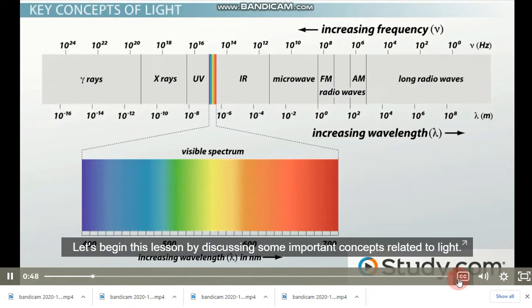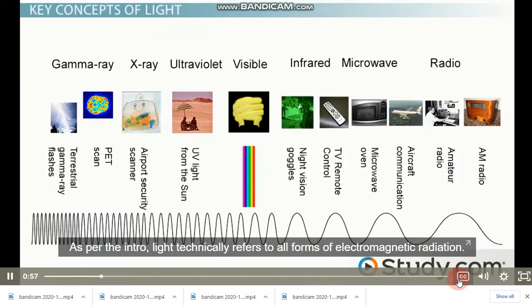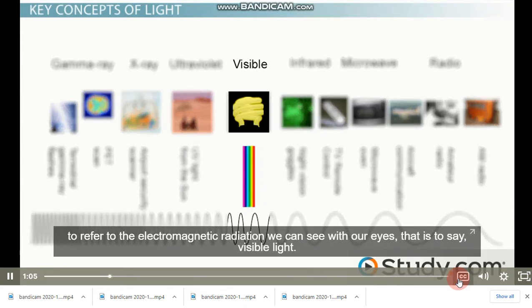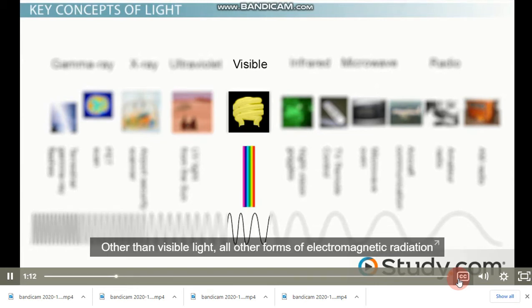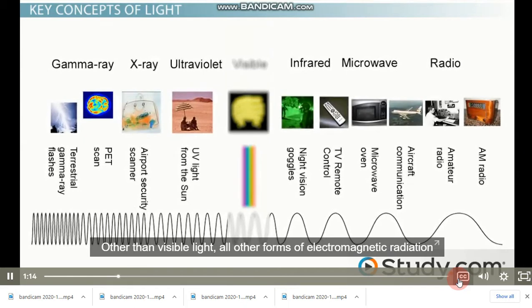Let's begin this lesson by discussing some important concepts related to light. As per the intro, light technically refers to all forms of electromagnetic radiation. However, do keep in mind that the word light is often used colloquially to refer to the electromagnetic radiation we can see with our eyes, that is to say, visible light. Other than visible light, all other forms of electromagnetic radiation are invisible to the unaided human eye.